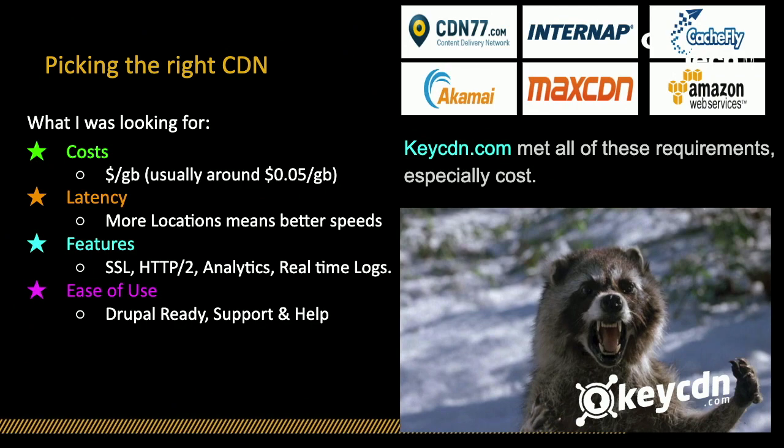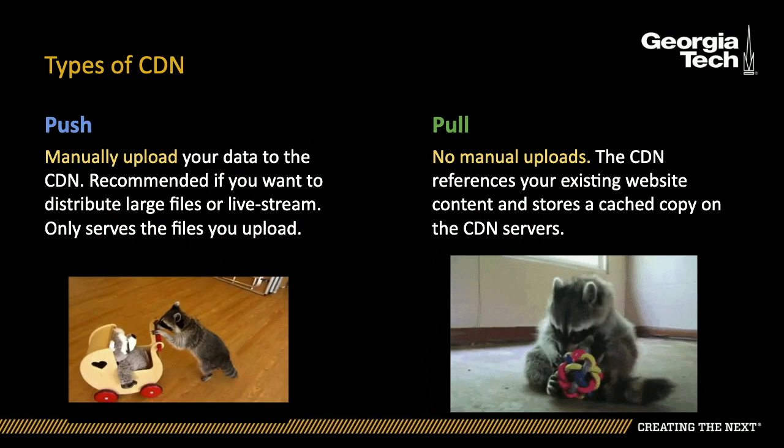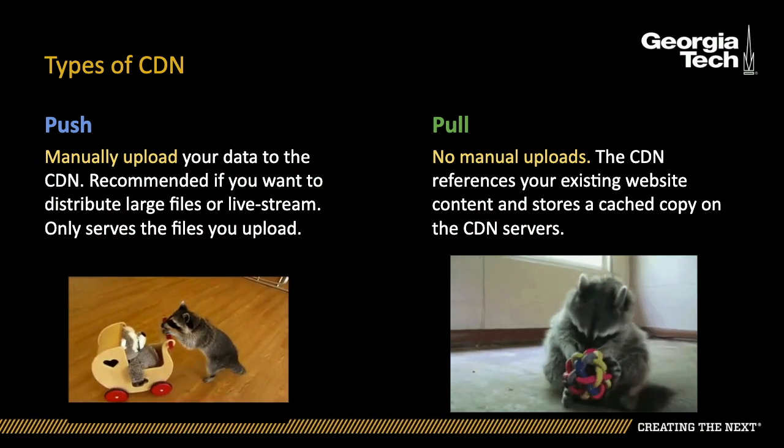So you have better latency, you get different features, and something else I was looking for is ease of use. And so KeyCDN is awesome. They have so many Drupal guides on there. They're always updating their information, and they're really cheap for the amount of nodes you get and the support. And again, I didn't know this, but there are two types of CDNs.